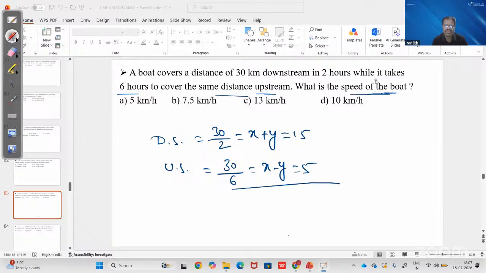What is the speed of the boat in still water? We need to find the x value, that is 20 by 2. 20 by 2 equal to 10 kilometers per hour.